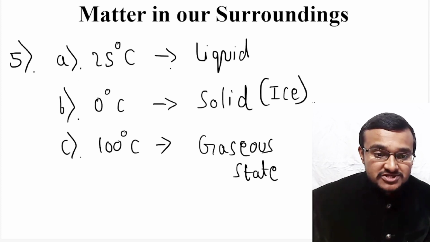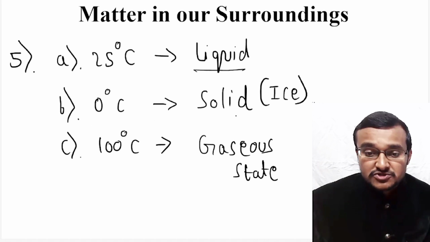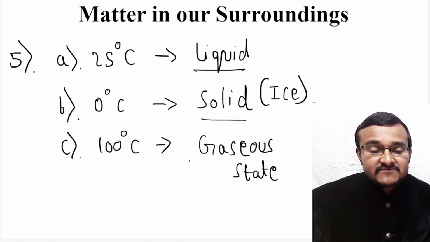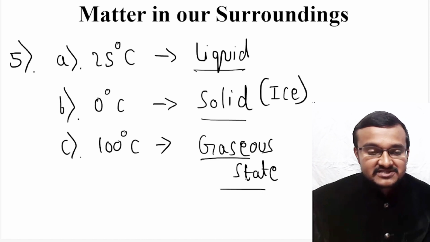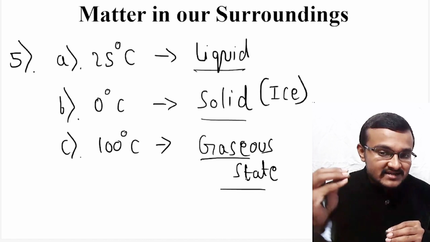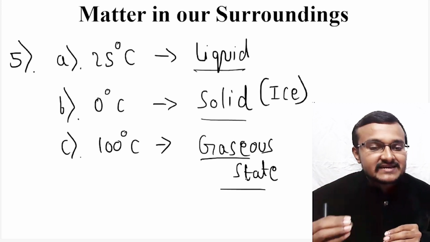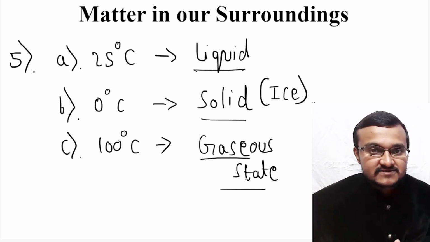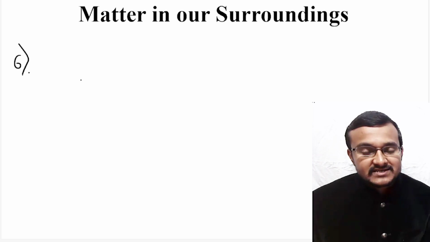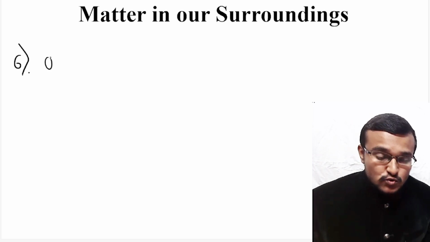So the answer for A question will be liquid state, answer for B question will be solid state, and answer for C question will be gaseous state. So water will be in liquid state at 25 degrees Celsius, solid state at 0 degrees Celsius, gaseous state at 100 degrees Celsius. Coming to the sixth question in this exercise, they have given two questions.